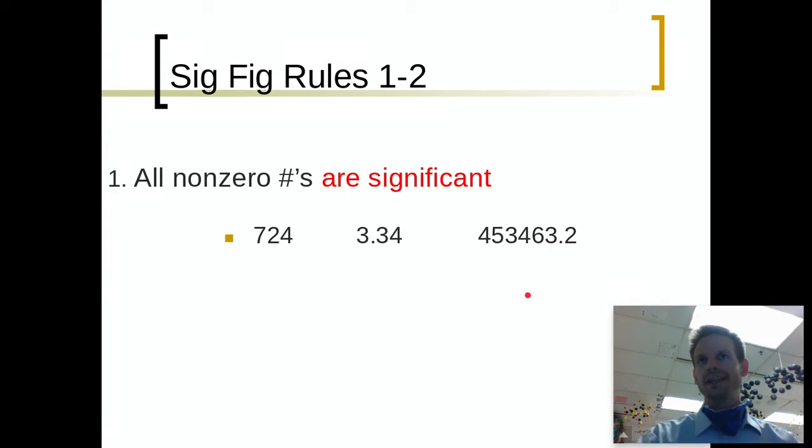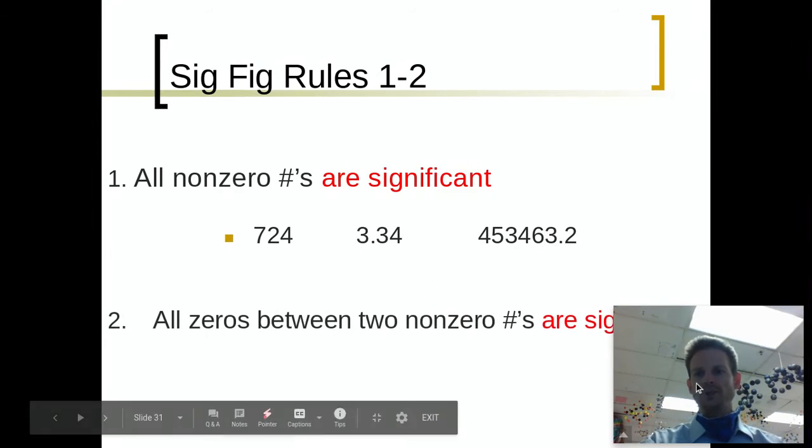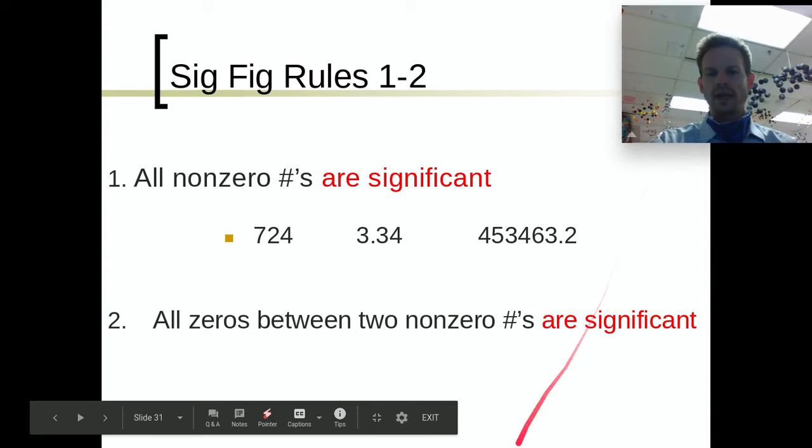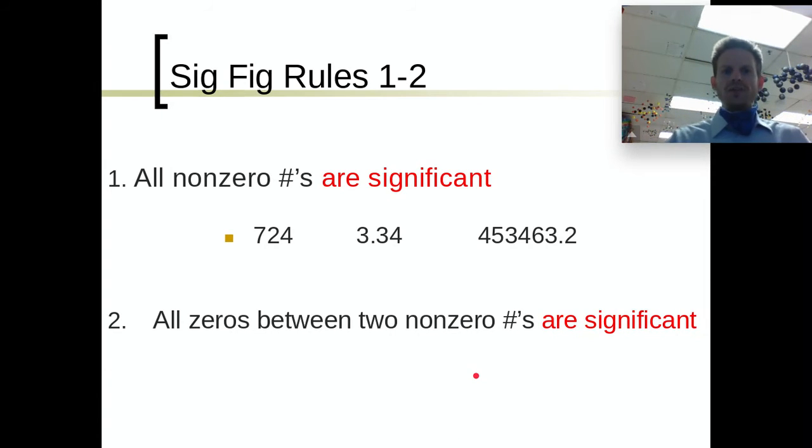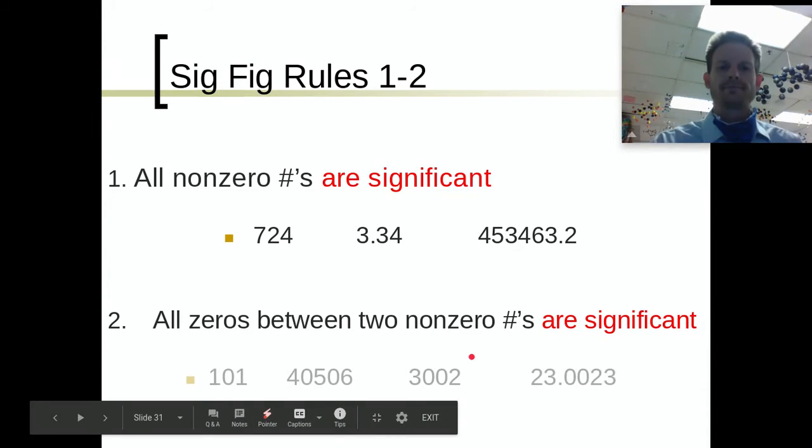It's only when we get into zeros where significant figures play with our minds a little bit, and we just want to get these rules, right? And so the next rule is, let me get that guy out of the way. All zeros between 2 non-zeros are significant, right? I call this my sandwich rule. So let's take a look at some of those.